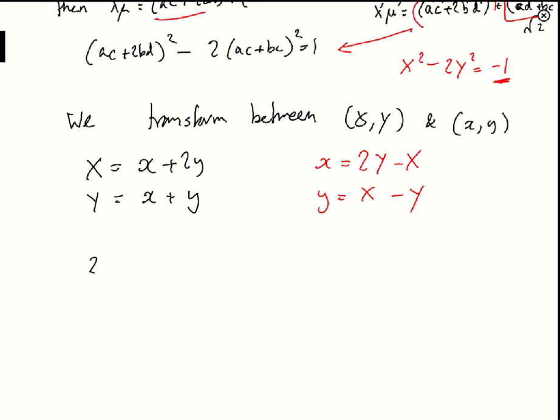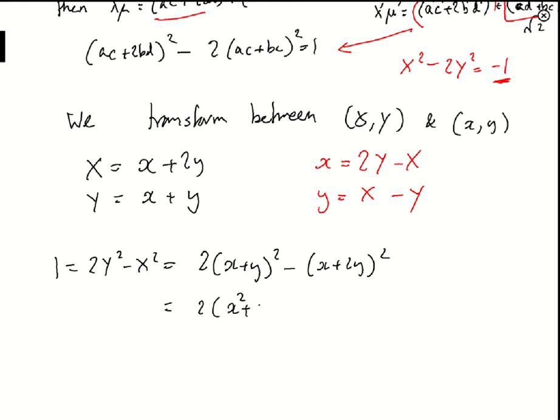So we look at 2y squared minus x squared. Well, what's that? If that's equal to 1, then that's the same thing as, let's get this right, 2 lots of x plus y squared minus x plus 2y squared. And then you do all the algebra, get all this x squared. This is where I usually mess things up because I go too fast. Moral of the story when you're doing algebra: never go too fast.